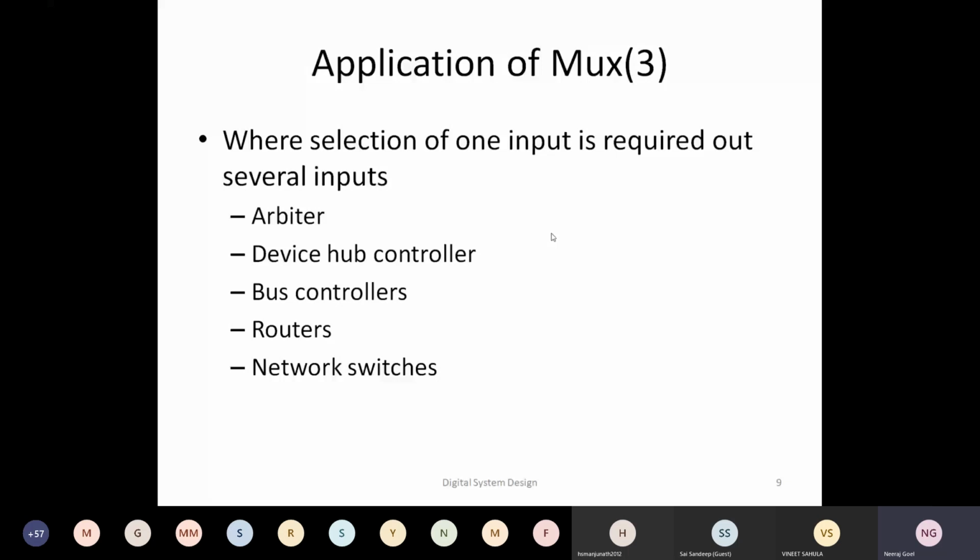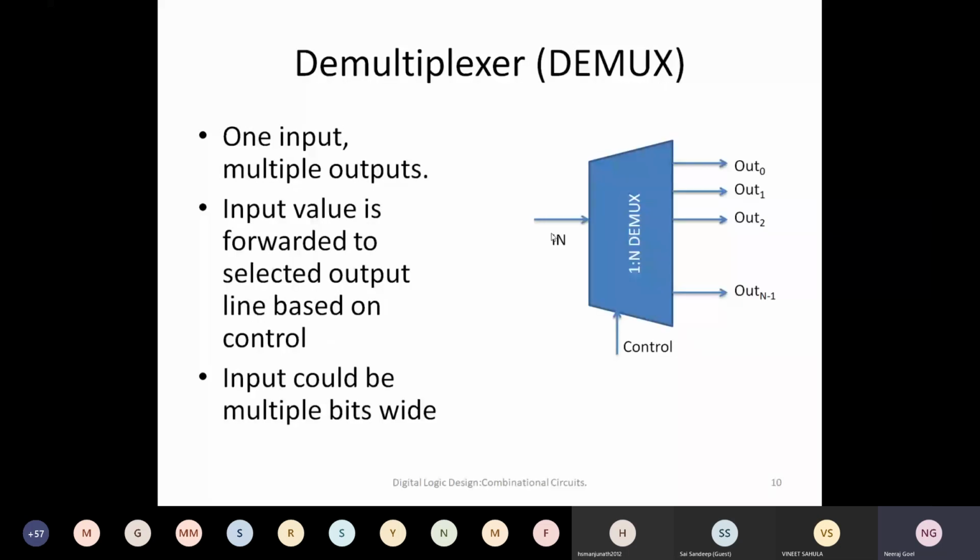So this way, the multiplexer forms one of the most important and highly utilized combinational circuits while designing digital circuits. Okay. So the next component which we are going to discuss is the demultiplexer, which is the inverse of the multiplexer. So here you will have one input and multiple outputs. Based on the control input, the input would be forwarded to one of the outputs.